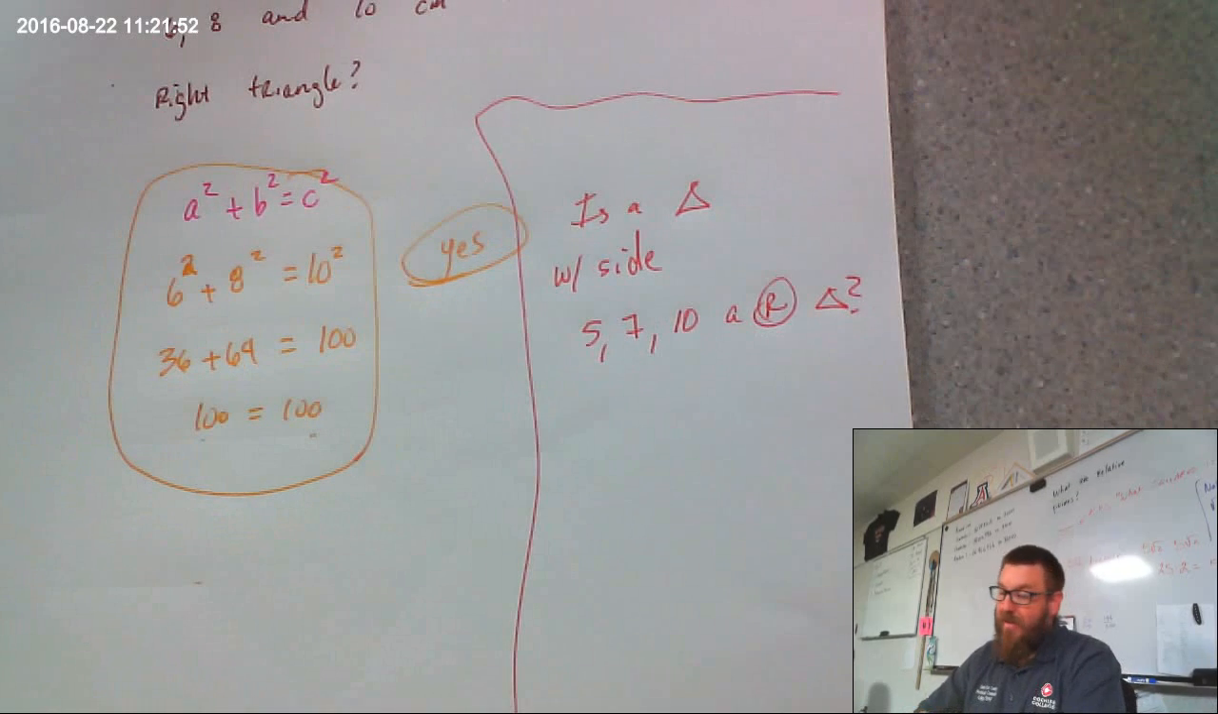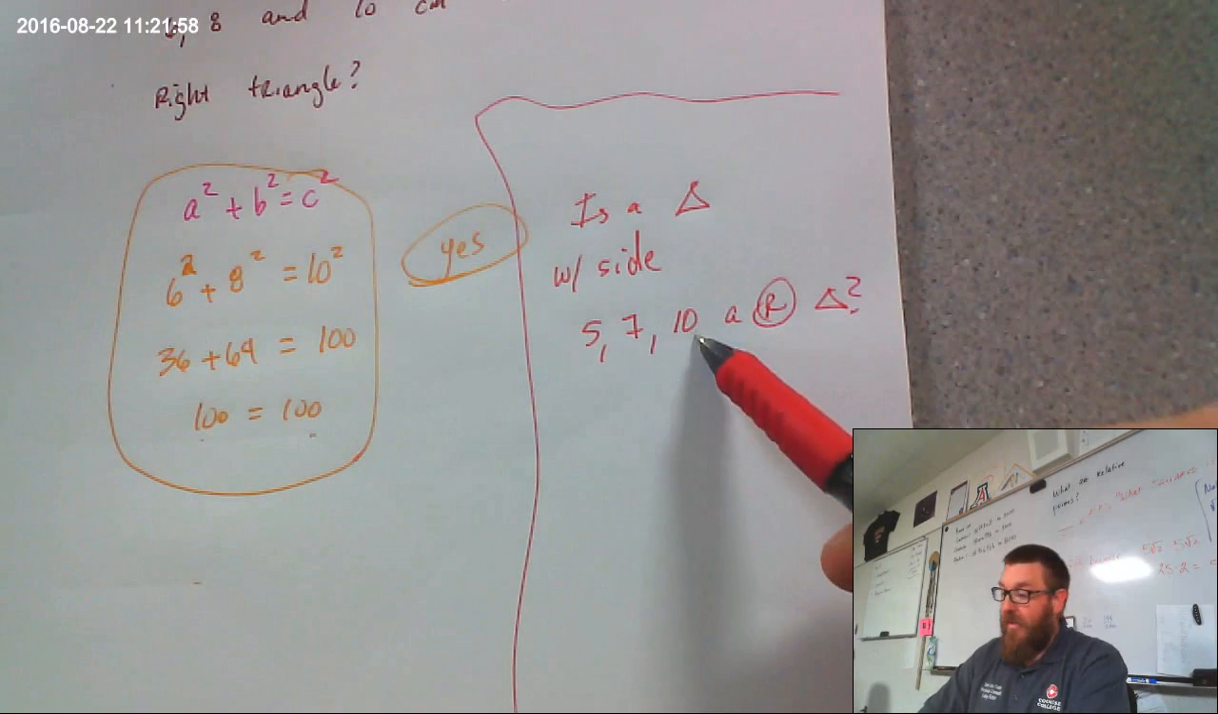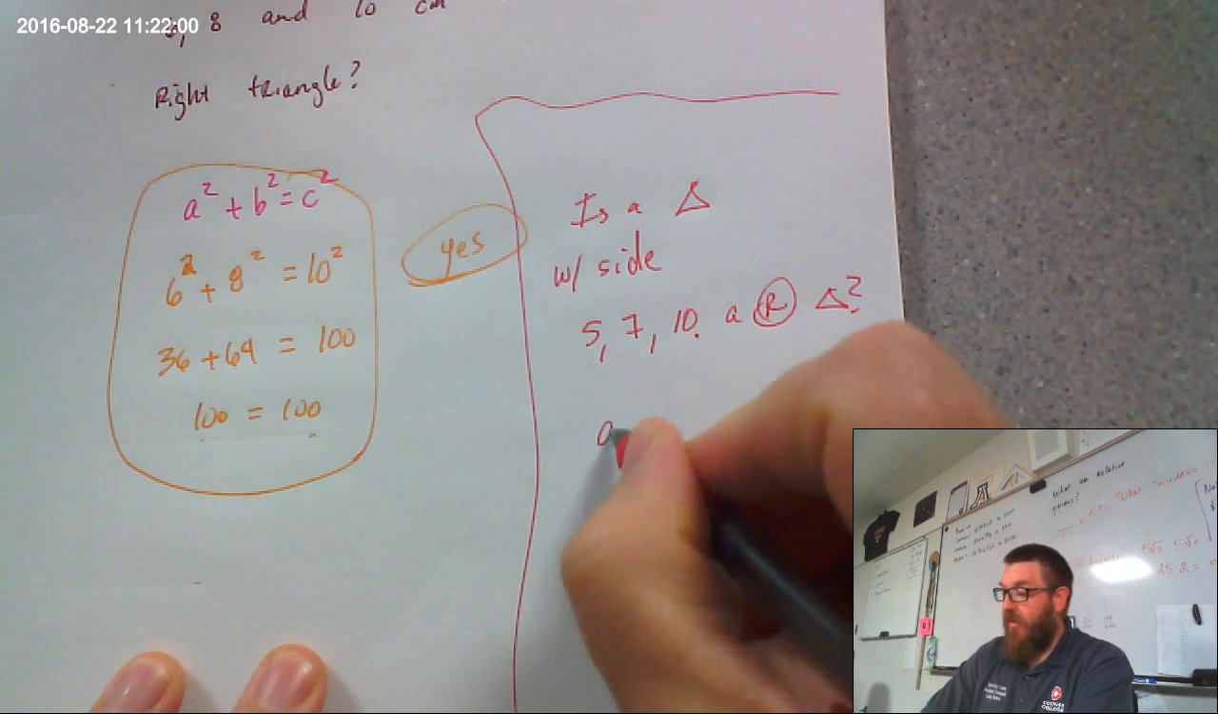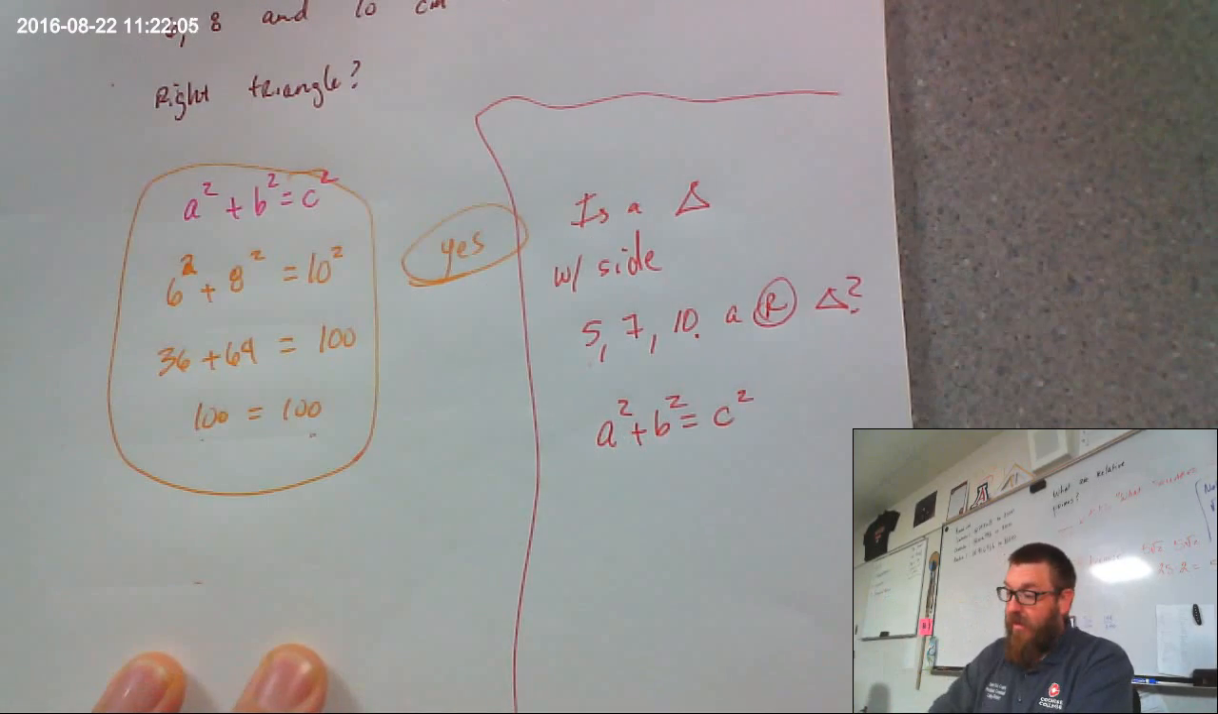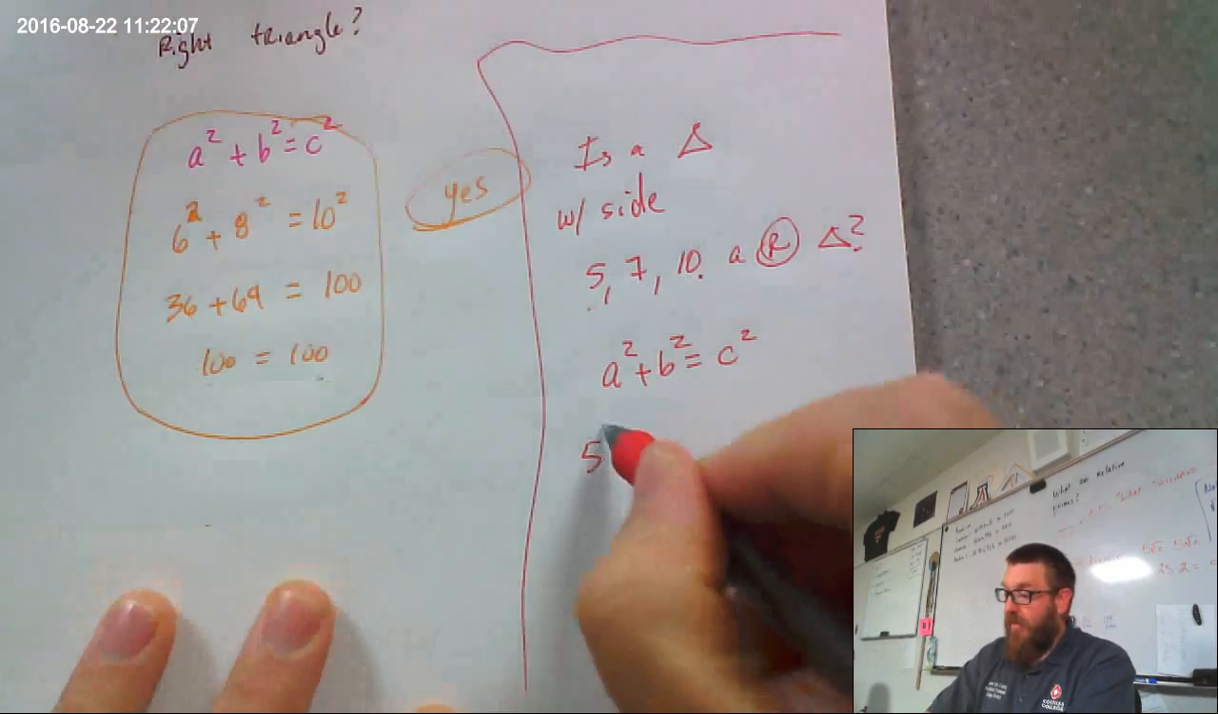So, for the sake of time, I'm not going to write all the words. It's a 5, 7, 10, a right triangle. So here, again, the hypotenuse is the longest side, and these are the short sides. So starting with the formula, a squared plus b squared equals c squared. All you got to do is plug everything in.